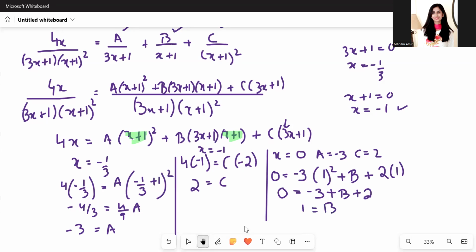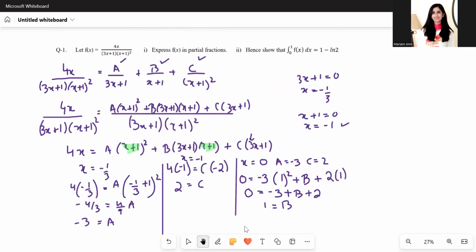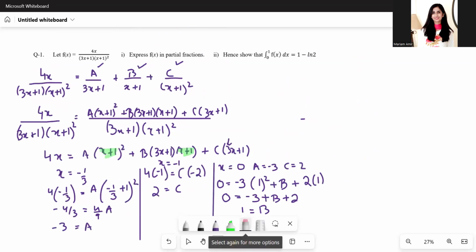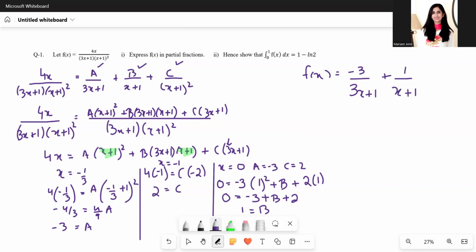Okay. So the partial fraction becomes f(x) equals negative 3 over (3x plus 1) plus 1 over (x plus 1) plus 2 over (x plus 1) whole squared. The first part is done.